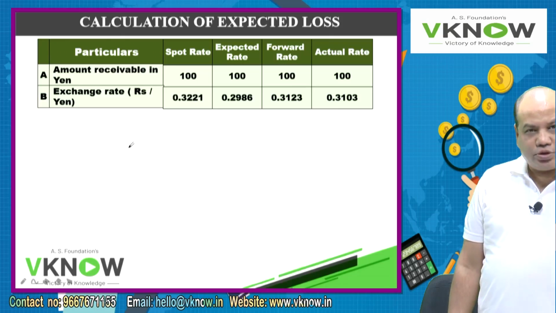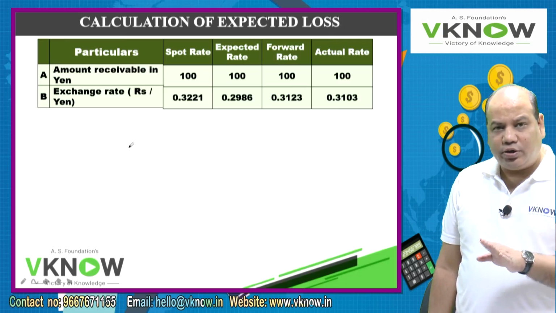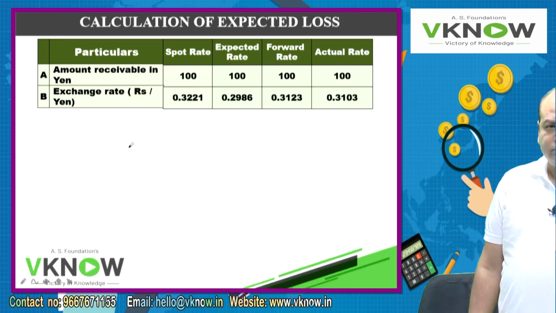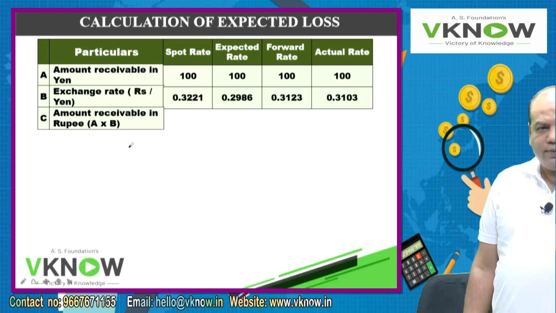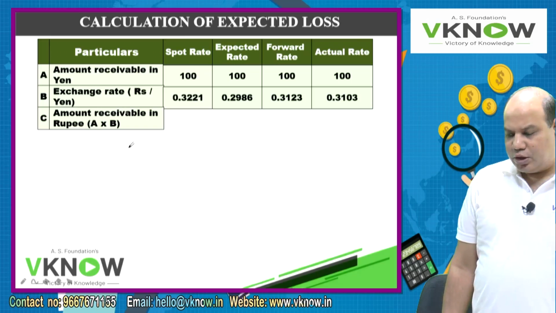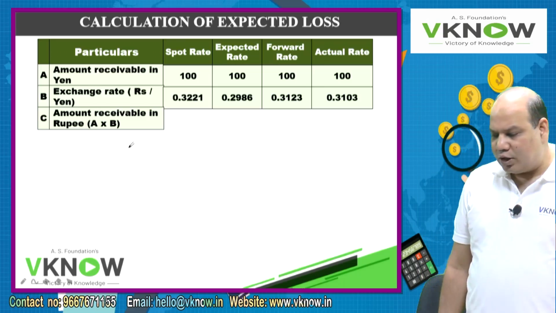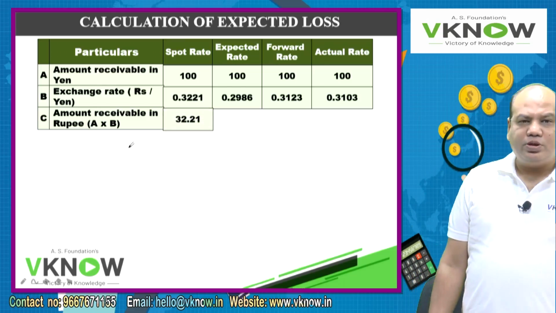Now I will ask you a question. Do I need to multiply or do I need to divide to arrive at the amount in rupees? So point number C would be amount receivable in rupees. You will multiply because the first line is in yen and in the second line the rate per unit of yen is given. So therefore I will multiply. Write down rupees in lakhs in bracket.